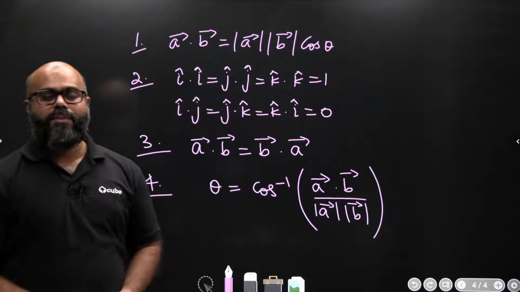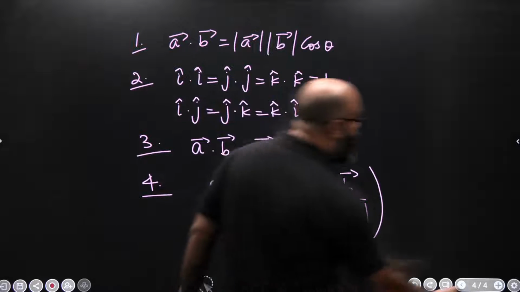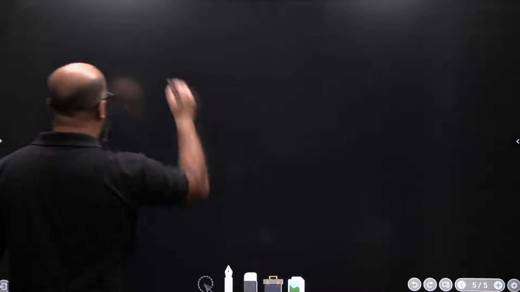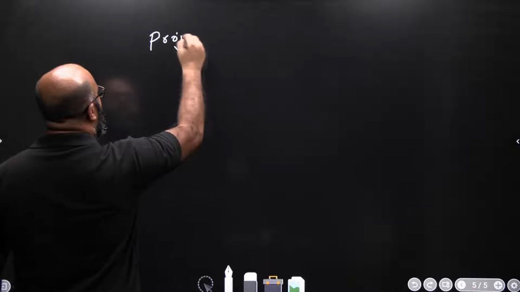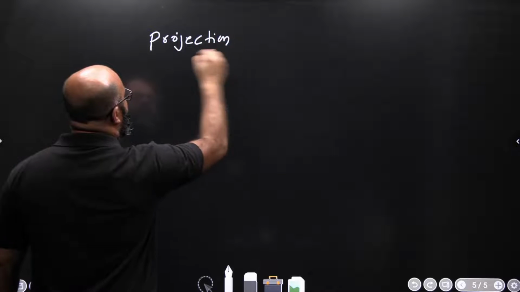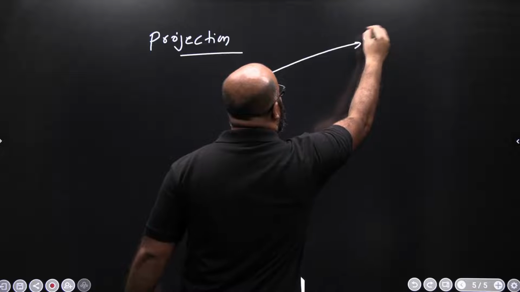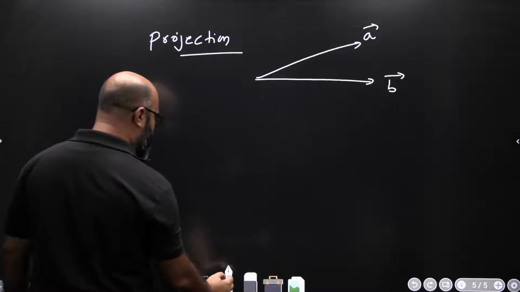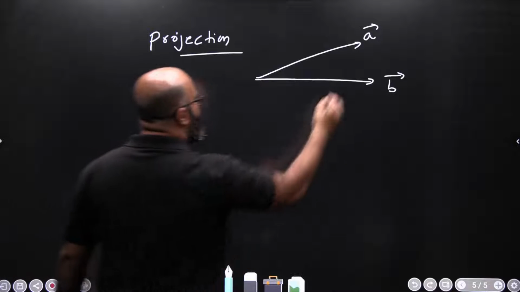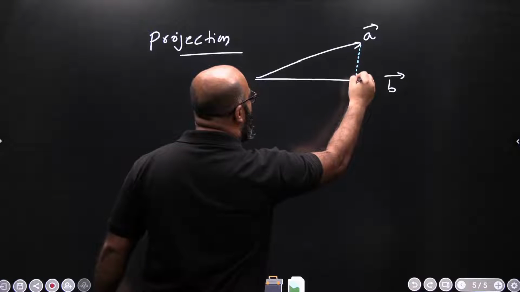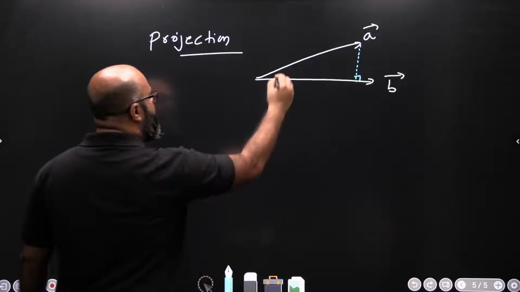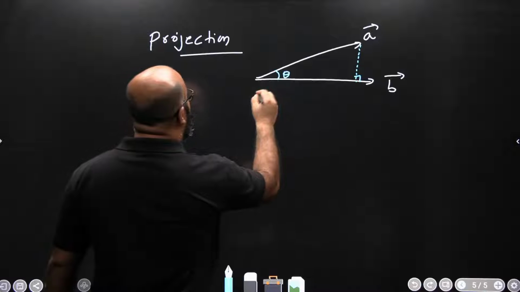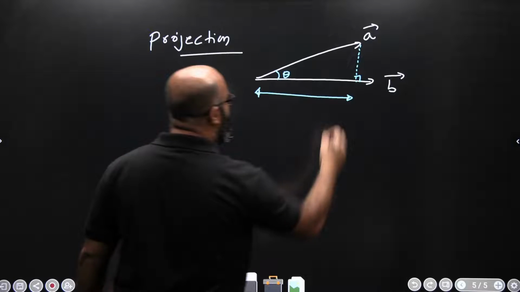Now we will see the application of dot product. The first application of dot product is projection. If we project a vector A on another vector B, so this is the A vector and this is the B vector. We are finding the projection of A on B. So projection of A on B would be like this. We drop a perpendicular here. This is the angle between these two vectors, which we don't know right now. Now this is the projection whose length we have to find out.